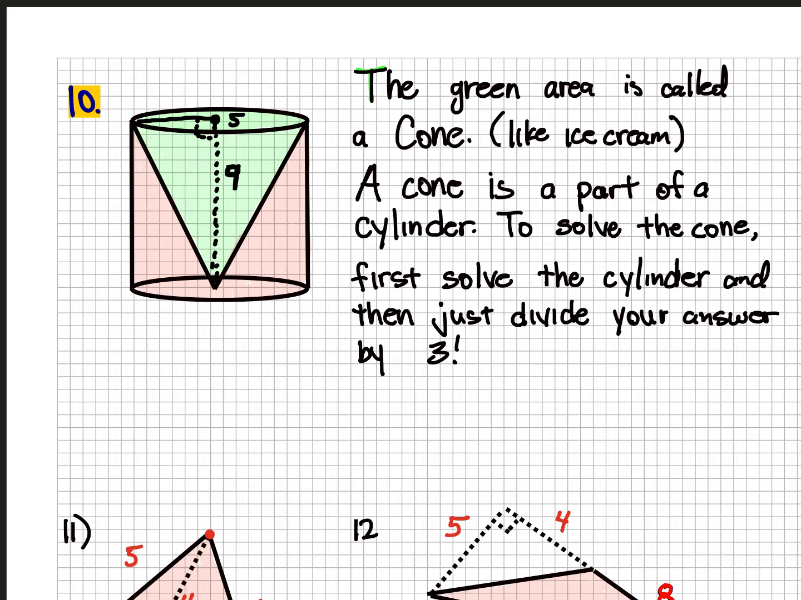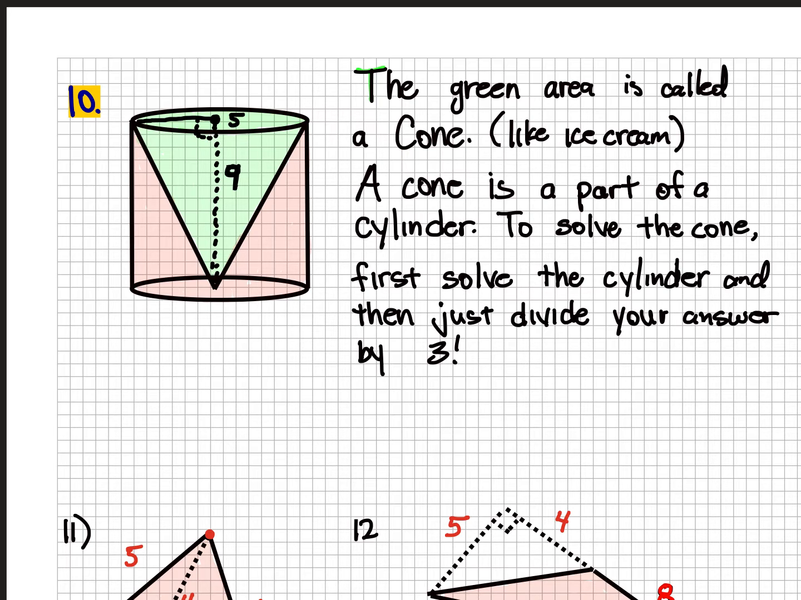So, the only difference, you solve them exactly the same, but at the very end, you see how the green shape is smaller? The green shape is actually 3 times smaller. A cone is 3 times smaller than a cylinder. So at the very end, you just divide by 3. So let's solve it like we normally would, and then just divide by 3 at the end.